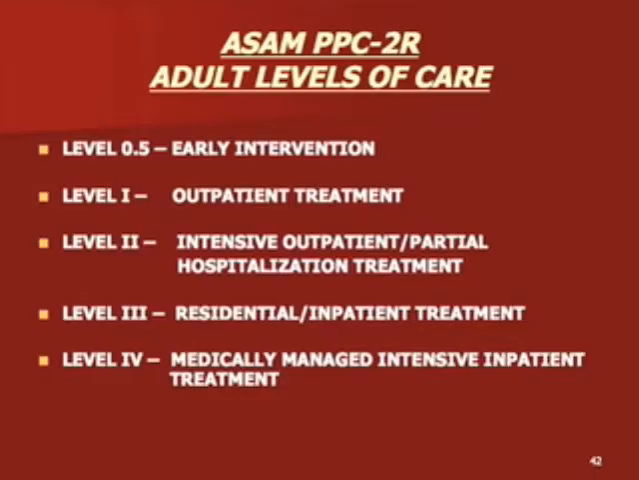We have the point 5, which is early intervention. This is a new level of care for many people. We have outpatient, which a lot of people consider generalized outpatient. That's a level 1. Level 2 is intensive outpatient or partial hospitalization. We're looking at level 3, which is residential inpatient treatment. And we are looking at level 4, which is a medically managed intensive inpatient treatment program.